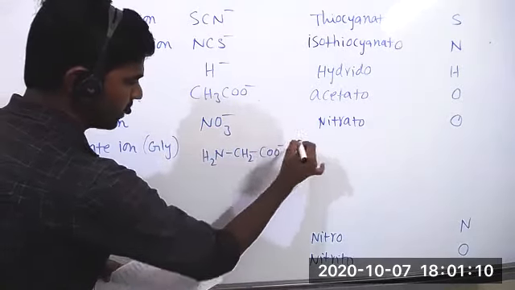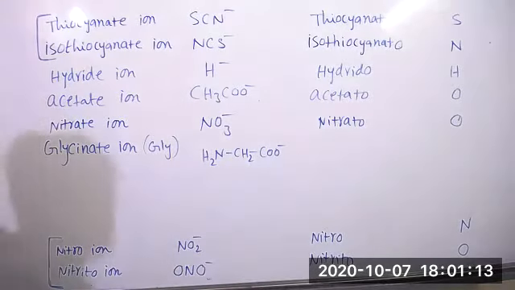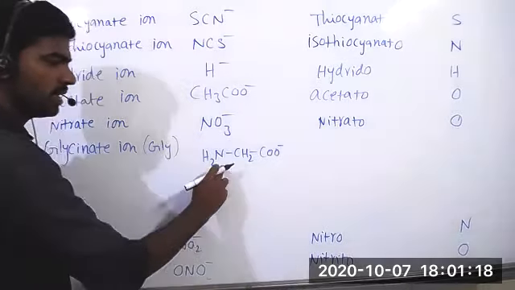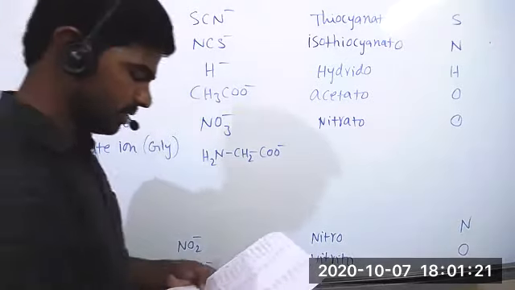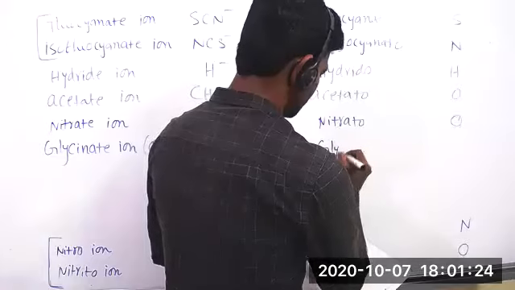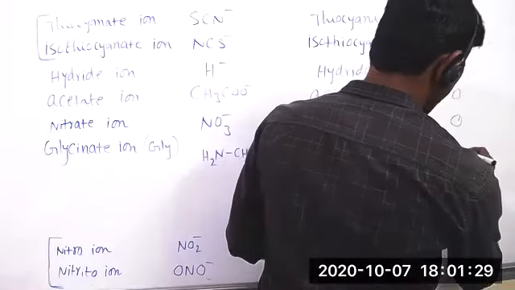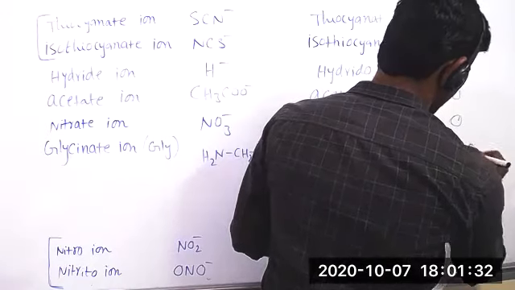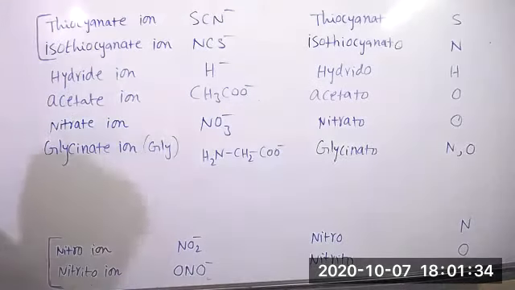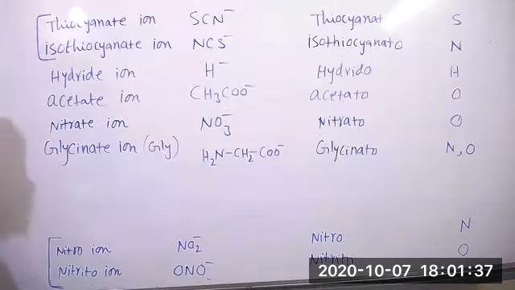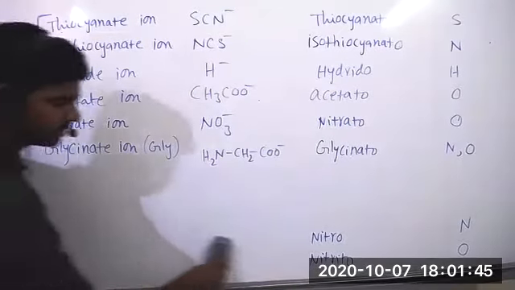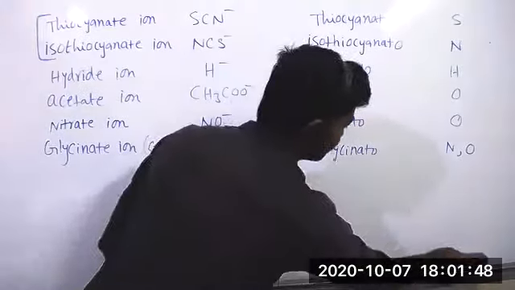NH2 CH2 CO minus is actually carrying -1 charge, but it is a didentate ligand. It can ligate through oxygen and nitrogen. 2 bonds it is forming. Name is glycinato. N and O, both atoms are bonding to the central metal atom. This is about negative ligand which is carrying -1 charge. Next, ions which are carrying -2 charge, didentate negative ligands.